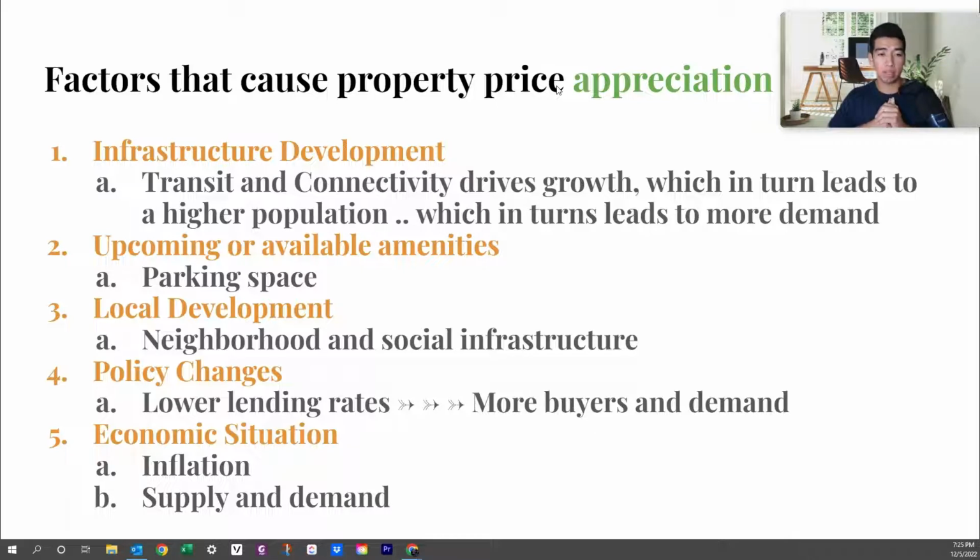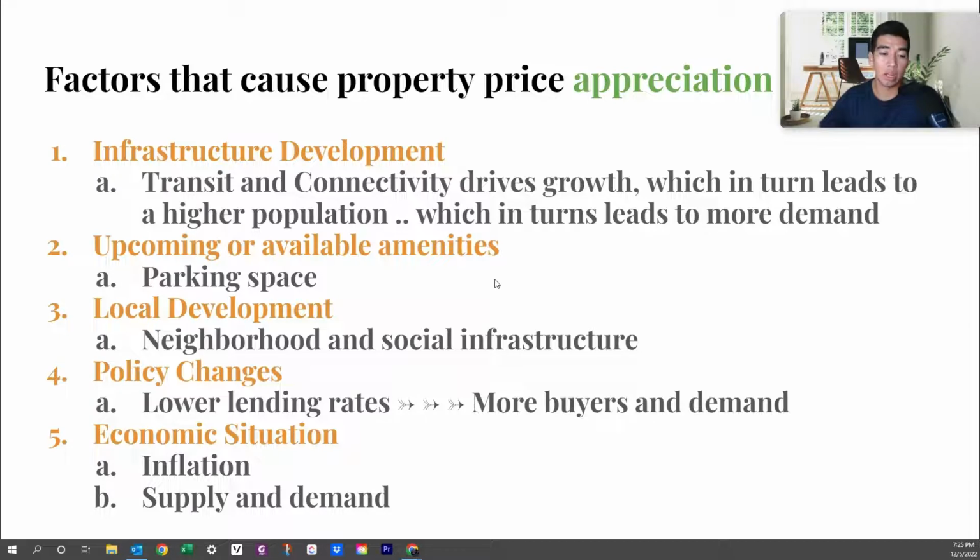Number three, local development. This will tie into infrastructure development, but this is more so for neighborhood and social infrastructure. As I mentioned earlier, educational facilities are very important. If you think about it in terms of a family deciding where to move, they would probably look at a neighborhood that is close to highly rated schools, maybe a neighborhood that's safer or very accessible. That neighborhood will go up in value because more families are trying to move into that neighborhood. Therefore, more families are trying to buy a home.